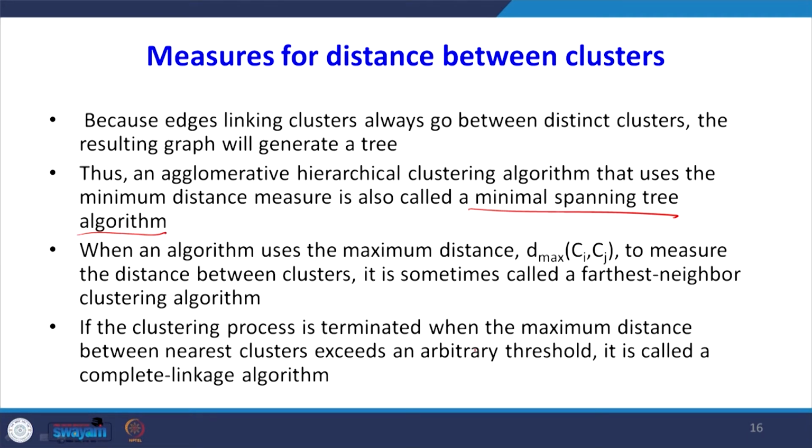Even in our subject operations research, there is a topic, network problems, in which you might have studied this minimal spanning tree algorithm. When an algorithm uses the maximum distance between clusters ci and cj to measure the distance between clusters, it is sometimes called the farthest neighbor clustering algorithm. If the clustering process is terminated when the maximum distance between nearest clusters exceeds an arbitrary threshold, it is called the complete linkage algorithm.